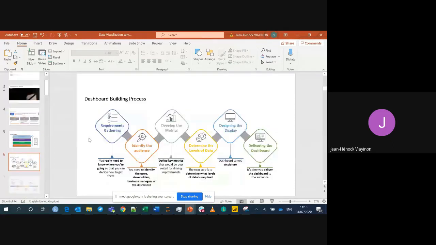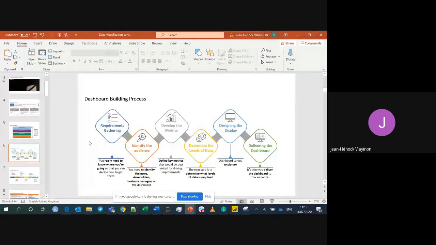So now moving to the next session, what is actually the building process of a dashboard? Yes, here you have the requirement gathering. So you really need to know where you are going, so that you can decide how to get there. Yes. So now after that, you need to identify your audience, and you need to develop your metrics, and you need to determine the level of your data, and you need to design the display, and then you need to deliver your dashboard.